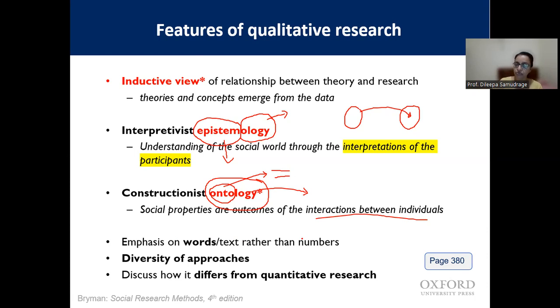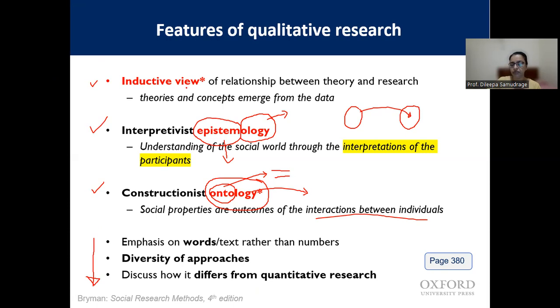When you do qualitative research, there are a diversity of approaches, and you can also discuss how qualitative research differs from quantitative research. Those are the important features of qualitative research. These 3 are very important. You know these things because you have studied quantitative research up to today, but these 3 are very important.